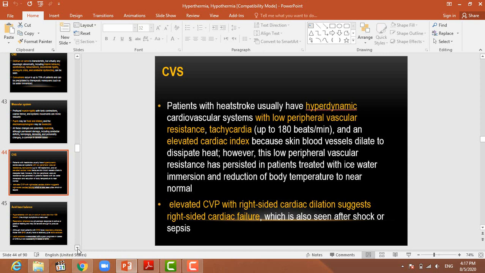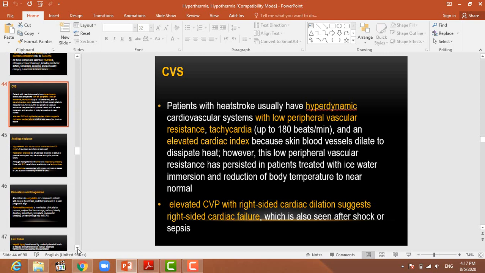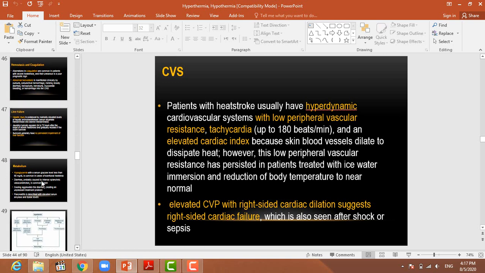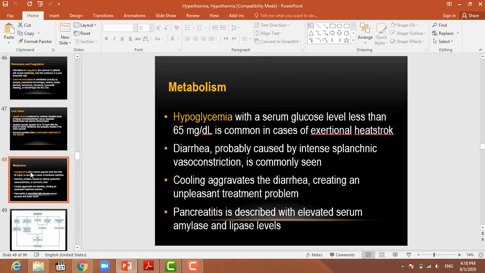Actually we do not have to go into all these details, but you must know that during heat stroke mainly three systems fail: your CNS, CVS, and the kidney. These three are the most commonly affected systems during heat stroke. Then metabolism is affected, and hypoglycemia is very common. Remember, hypoglycemia is very common. It may also be pancreatitis, but the rest of the things you need not remember.